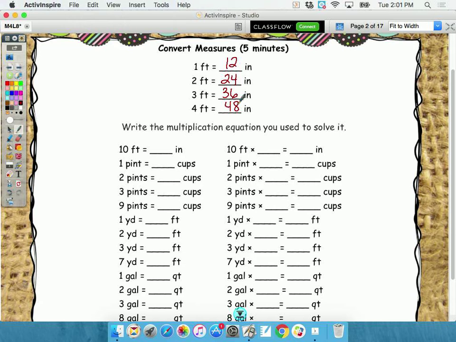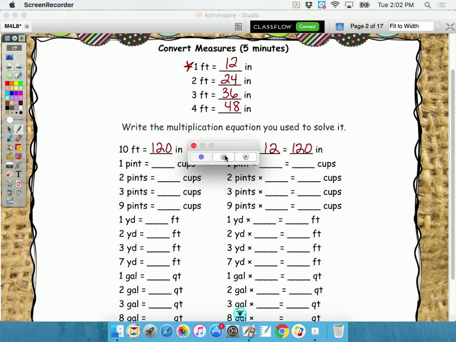Okay, so how many inches is 10 feet? 120. What, Carson, did you do in your head to figure that out? 10 times 12. So here's what you need to take away from this. If you can get the original measurement of 1, then you can use that number and multiply it to get everything else.